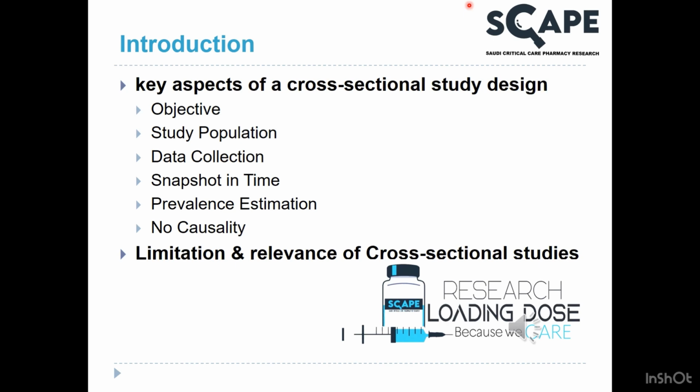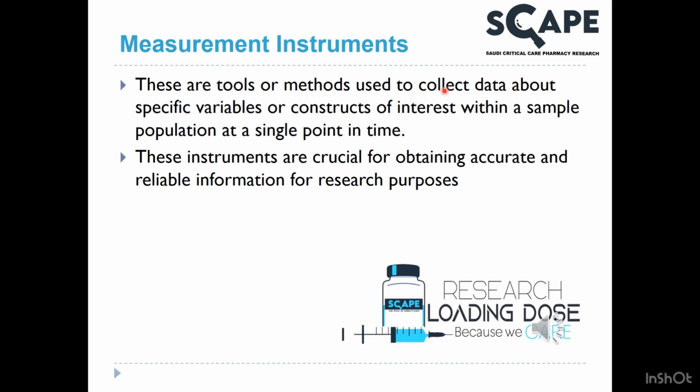Let's talk about our next topic, which is the implementation of Cronbach alpha and what Cronbach alpha is. Before I talk about Cronbach alpha and how we are going to implement it, let's talk briefly about measurement instruments. What are these and why are they very important? Measurement instruments are basically a tool or method which is used to collect data about a specific variable or construct of interest within a sample population at a single point in time.